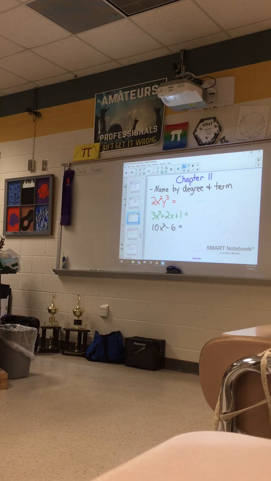Cubic. This is a cubic trinomial. 2nd degree would be a what? Quadratic. So this one down here would be a quadratic binomial. Okay. 1 term monomial, 2 terms binomial, 3 terms trinomial. After that, we just say polynomial.